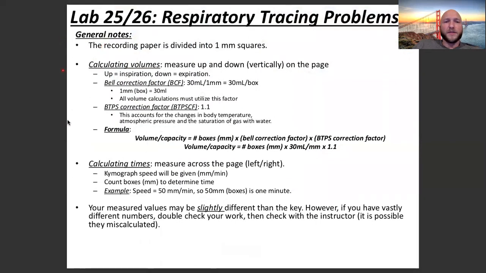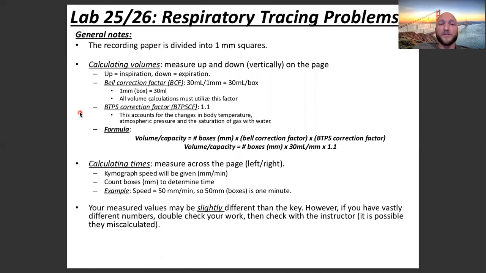All right, so using this graph, it is very similar to the wet spirometer we used in the experimental procedures video. It also includes time, and inhale and exhale instead of just exhale.